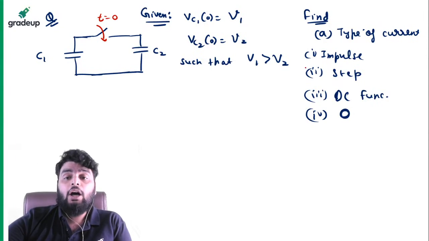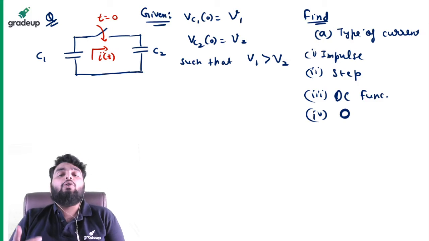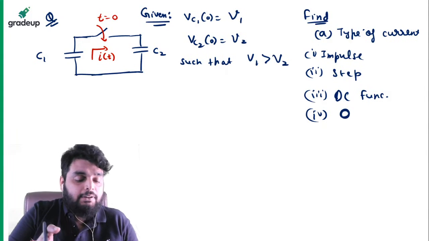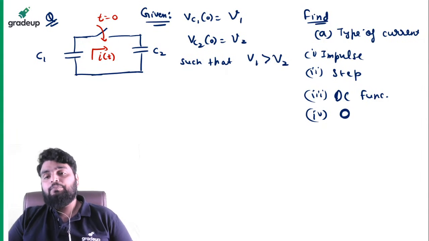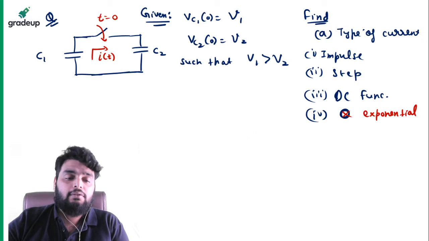Okay, so the options are: the type of current that will flow here, IT. What type of current will flow? Is it an impulse, a step, a DC function, or will it be 0? Or instead of 0, remove the 0, just type exponential. Instead of 0, I will take another option, which is exponential.